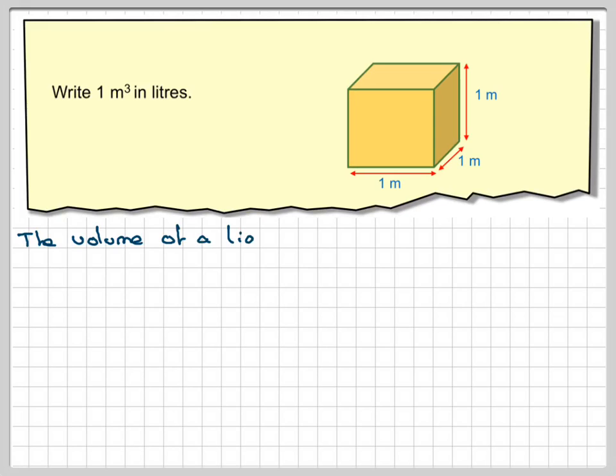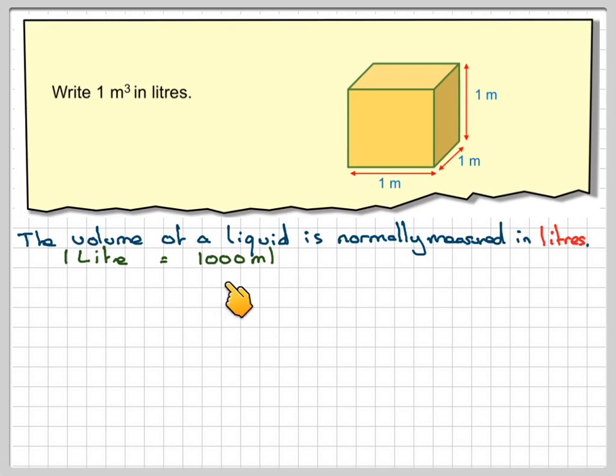Now, the volume of a liquid is normally measured in litres. 1 litre is normally written as 1,000 millilitres. Written like that, millilitres, and we write ml for that. And then 1 millilitre is 1 centimetre cubed. So 1,000 millilitres is 1,000 centimetres cubed.